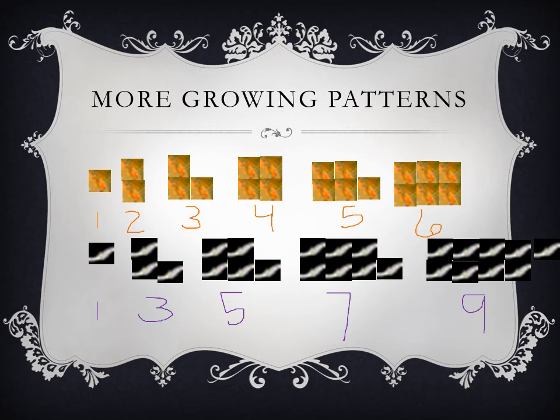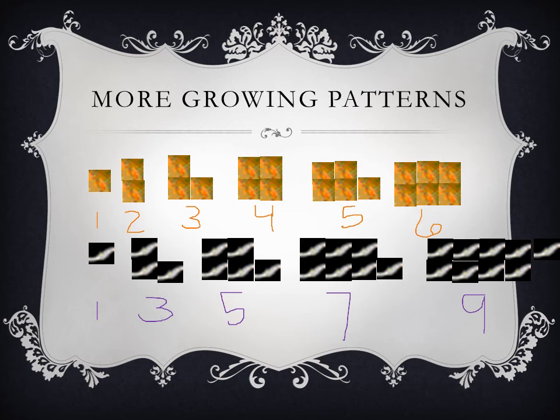Now let's look at the black and white squares. First we have 1, then we have 3. Oh, wait a second. We're not adding 1 like we did in the last one. This time we're adding 2, because we have our 1, 2, 3 right here. So we know 3 minus 1 is 2, or we also know that to get to 3 from 1, we need to add on 2 more. So then after our 3 black and white squares, we have 5 because we're adding 2 on. So we know 3 plus 2 is 5.